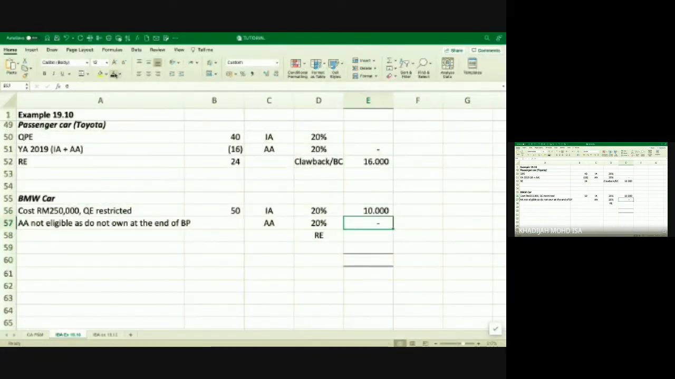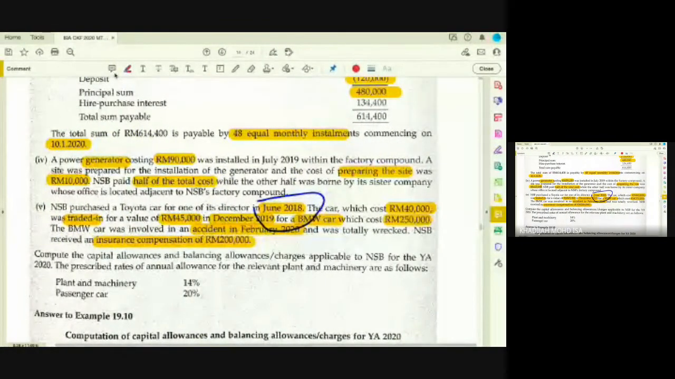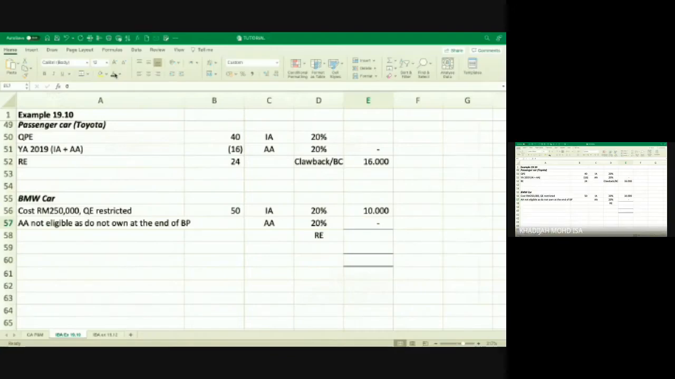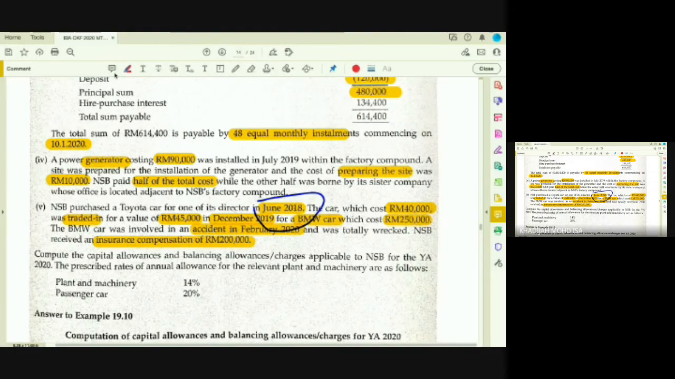But can you claim AA? Remember that you acquired in YA 2020, but then involved in an accident in February 2020, right? So you can claim initial allowance, but you cannot claim annual allowance because you are no longer the owner of the asset at the end of the basis period, right? So that's why in this computation, you cannot claim any annual allowance. But because it's a commercial justification, you can compute your BA and BC.